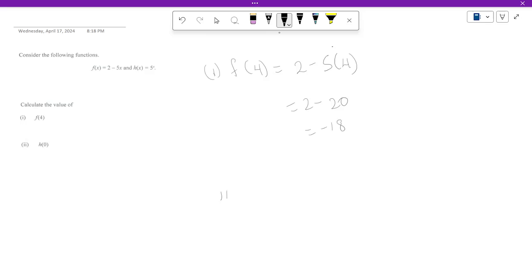And for the next part, we have h of 0. Like before, wherever you see x for the function h of x, we're going to put 0. So this is equal to 5, and where we see x, we're now going to put 0. 5 to the 0 power is 1. So these are very straightforward.